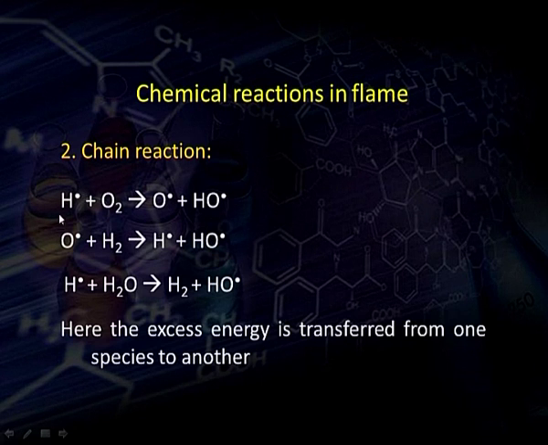Next is the chain reaction. In the chain reaction, a hydrogen radical which was formed earlier reacts with an oxygen molecule and an oxygen radical plus HO radical are formed. The second option can be the O radical, which reacts with an H2 molecule to form H radical plus HO radical. The other option can be the H radical, which reacts with a water molecule to form H2, hydrogen, plus HO radical. Here the excess energy is transferred from one species to another. So, this is a chain reaction and it keeps on continuing.